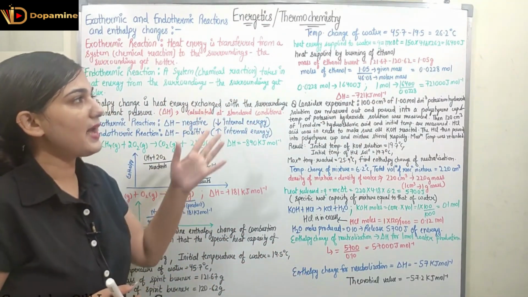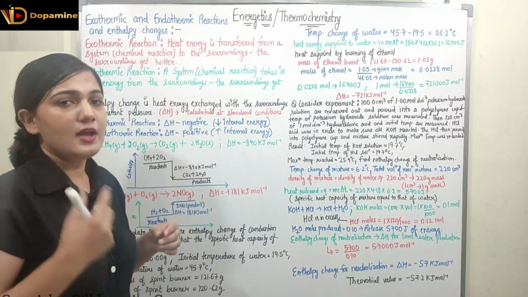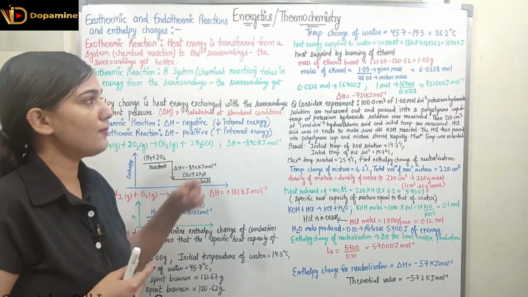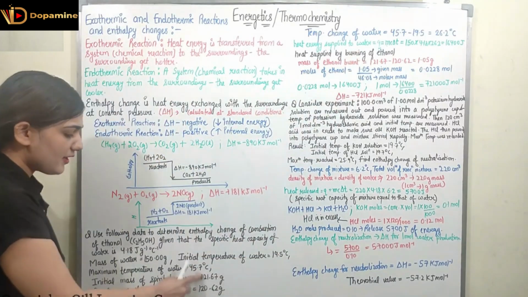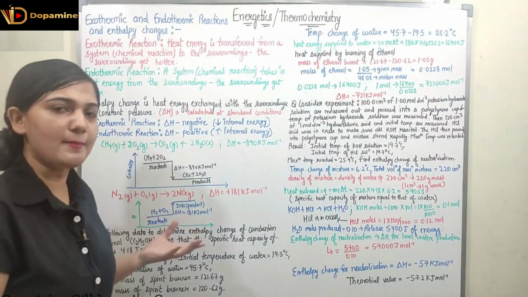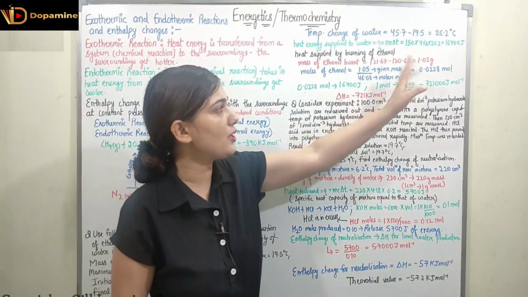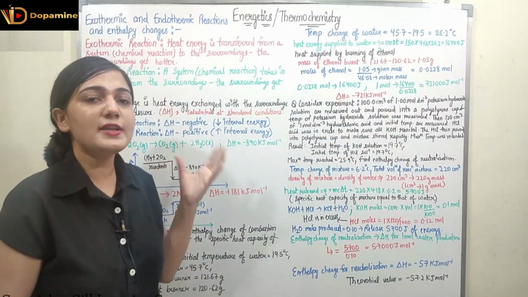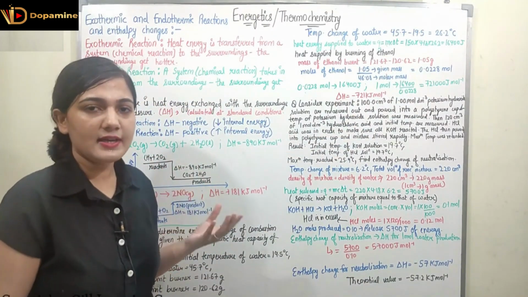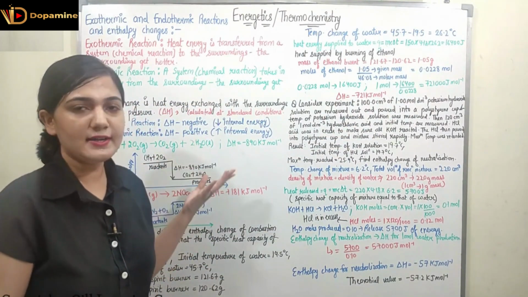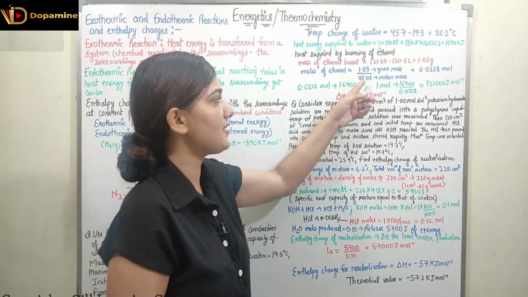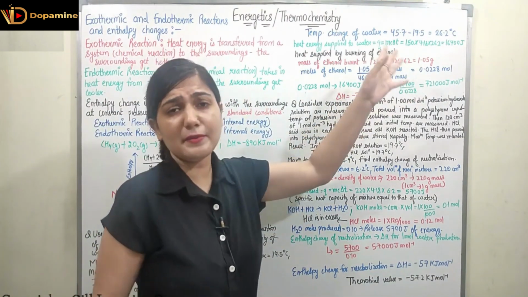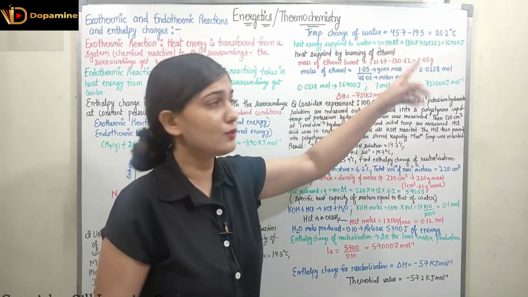Right, now the heat supplied by burning of ethanol, that we have to find out. The mass of ethanol burned is the difference between the two masses, that is 1.05 gram. Now how many moles of ethanol are there, which we can calculate? We can find the molar mass of ethanol, that is 46.08. If I divide the given mass by the molar mass, I will get the number of moles, which is 0.0228, right?